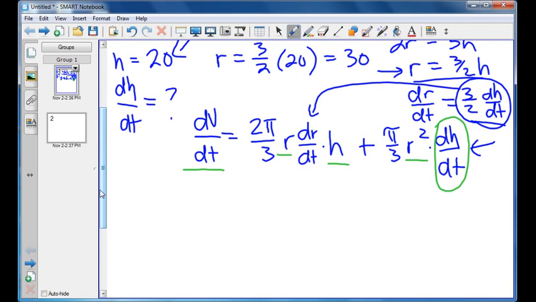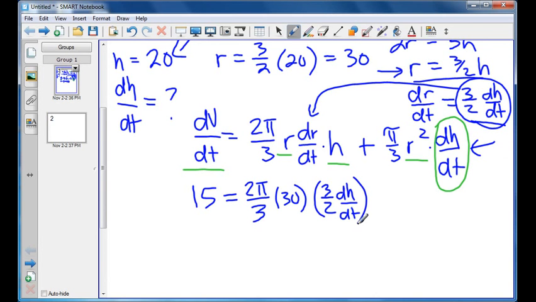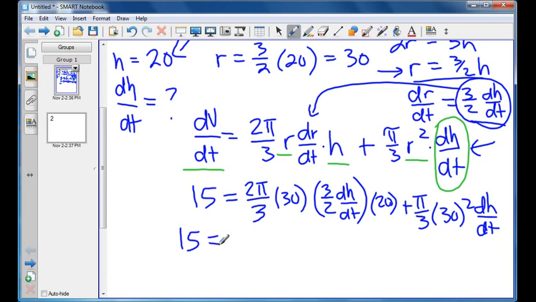Okay, we were told dV over dt is equal to 15. We know that r is equal to 30. dr dt we are replacing with 3 halves dh dt. h is equal to 20. Again, we know r is 30. And dh dt is what we're searching for. Okay, so let's go ahead and simplify this a little bit. If I multiply in this first term the 2/3 times the 30 times the 3 halves times the 20, that should give you 600 pi dh over dt.